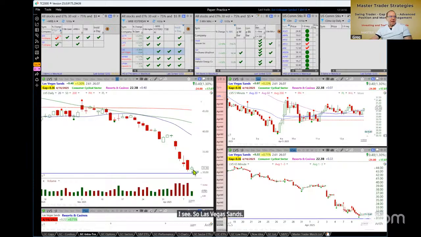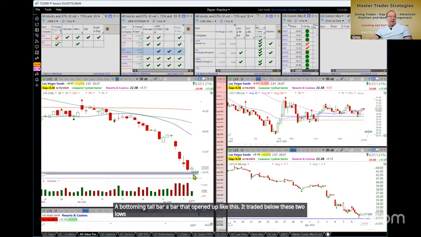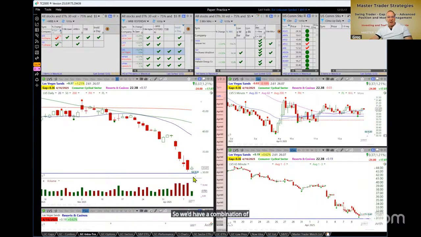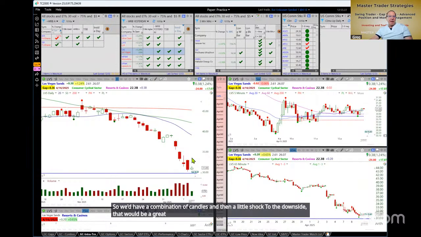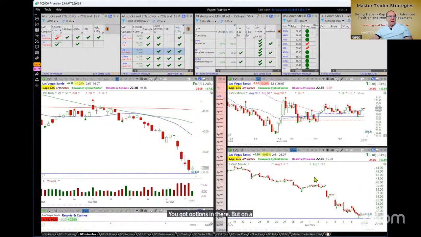Now we've got a stabilization day. What if tomorrow we were to get a bottoming tail bar, a bar that opened up like this, traded below these two lows and then closed back up to the high on the day? We'd have a combination of candles and then a little shock to the downside. That would be a great climactic buy setup. You could do a credit spread, of course; you'd have to look at the premiums. That's what this is here, you've got options in there. But on a short-term basis, it would likely go up.